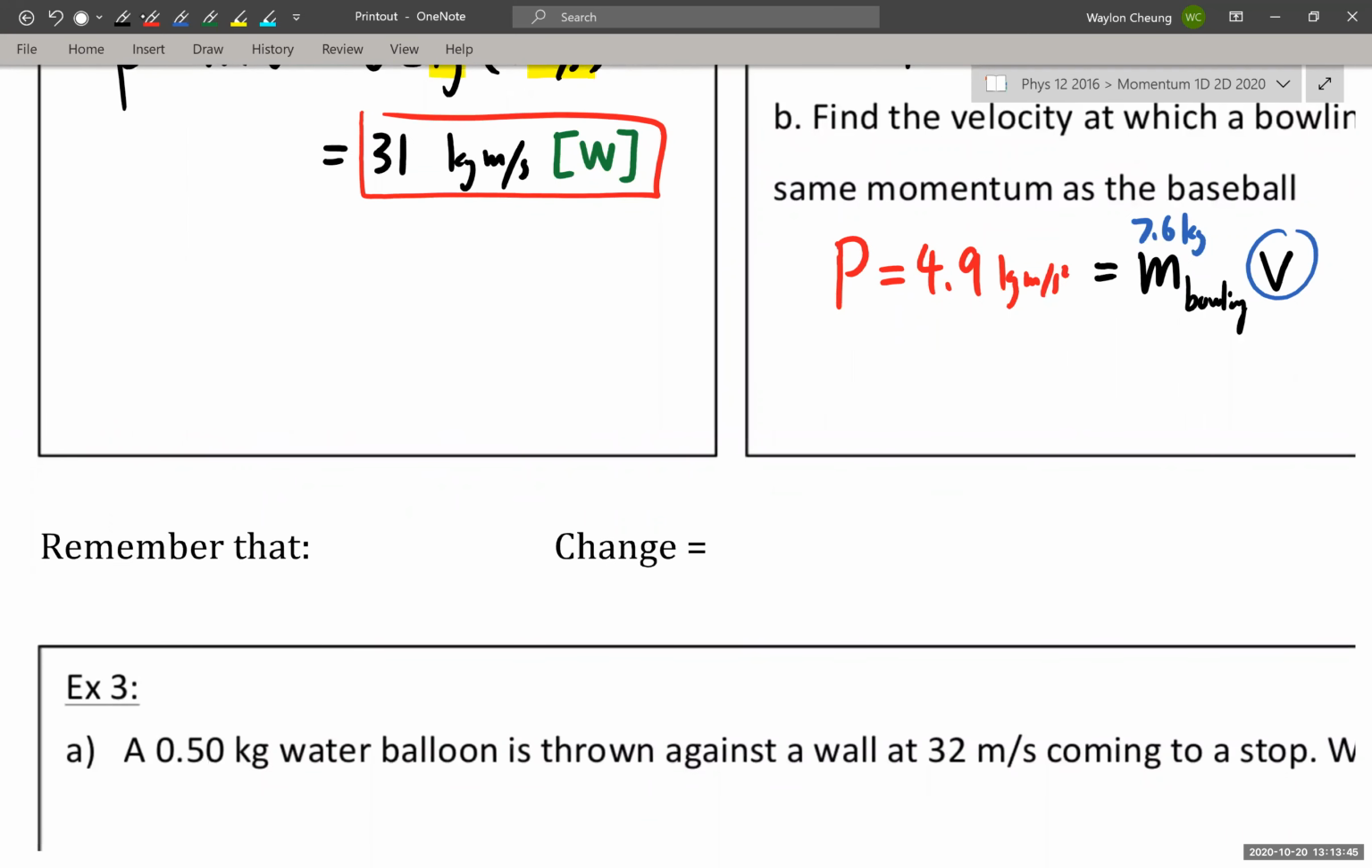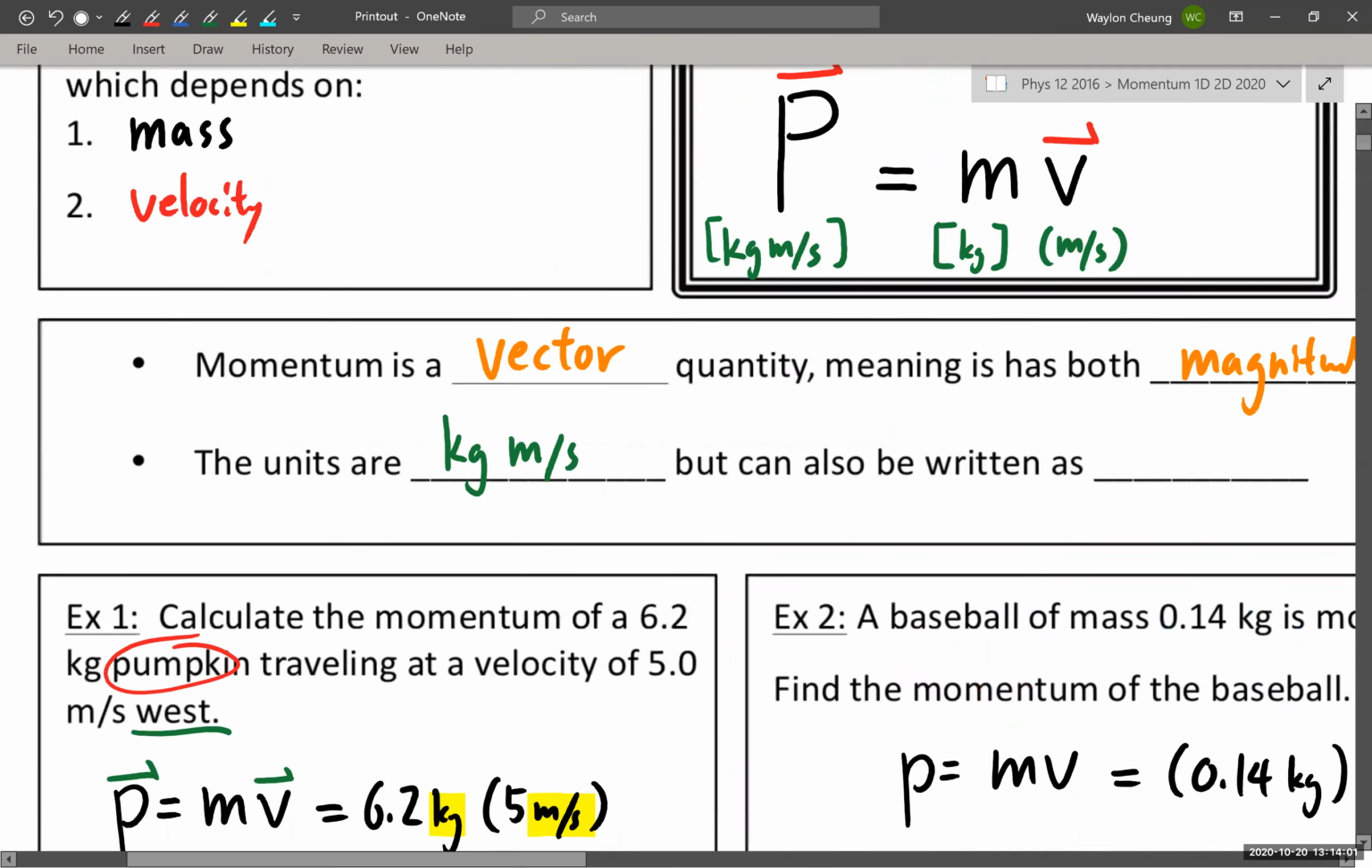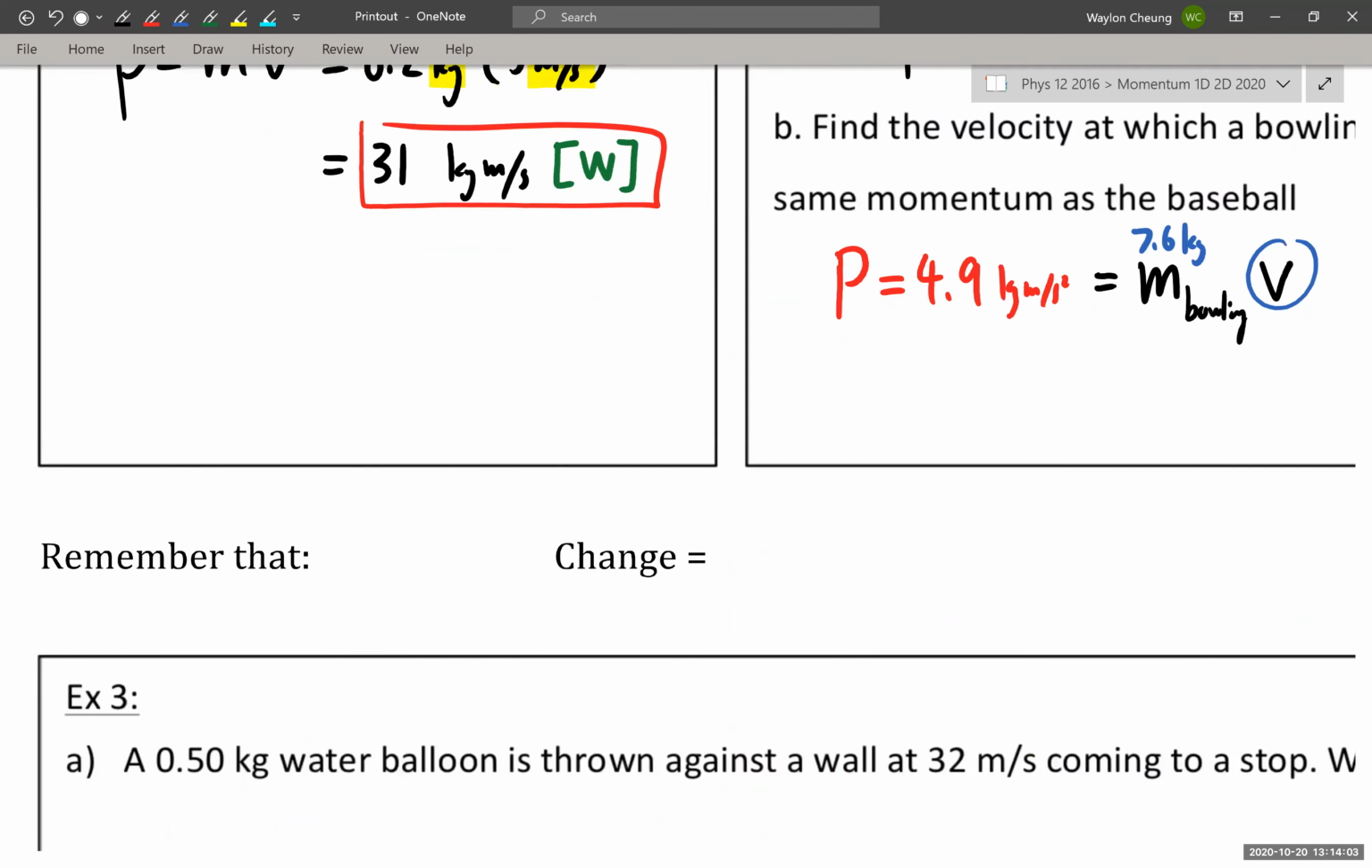Now, but before we do conservation of momentum, we have to know how to do change in momentum. That means, for example, if you're running really fast, you have momentum. But what if you hit the wall? You don't have momentum after, right? So because your momentum is based on your speed, if you hit the wall, you stop. So how you calculate change in momentum is the next thing.